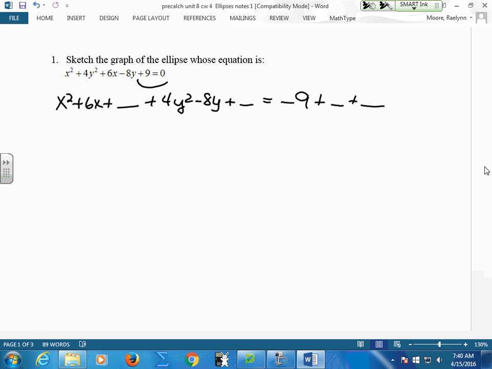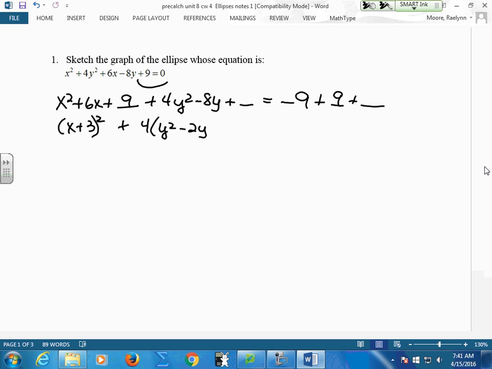Okay. Now, the x has no problems because the coefficient of x squared is 1. So what's half of 6? 3. And what's 3 squared? 9. So we add 9, we add 9. This guy's going to give us a little trouble. So what do we have to do first? Factor. We have to factor out the 4.